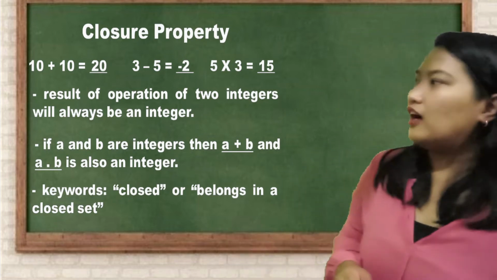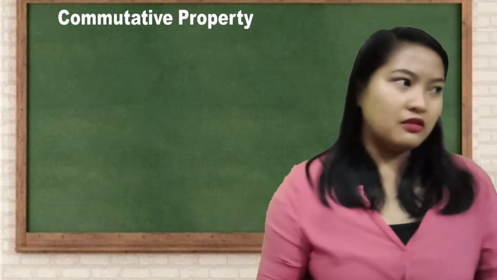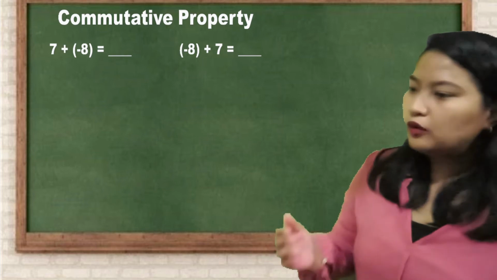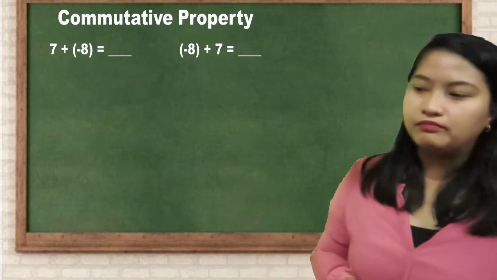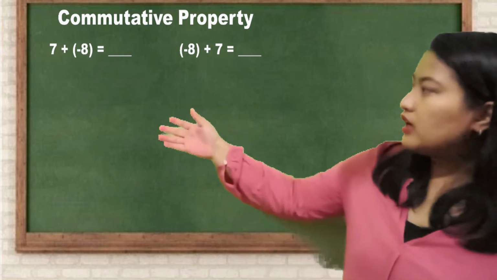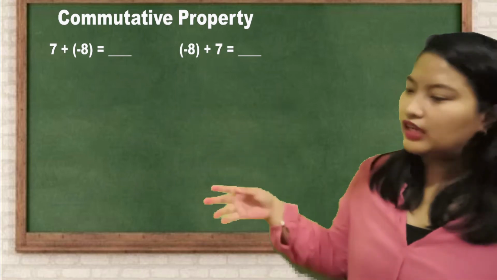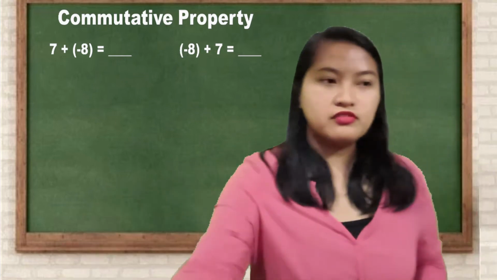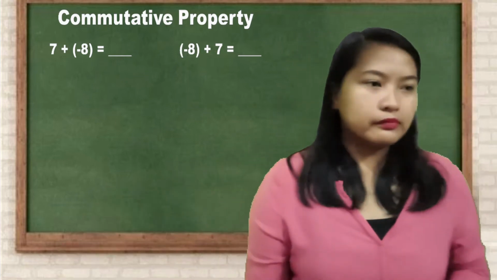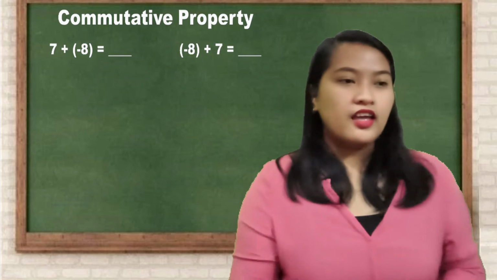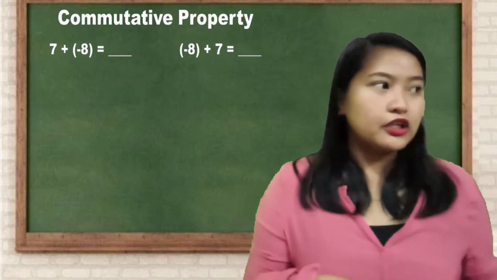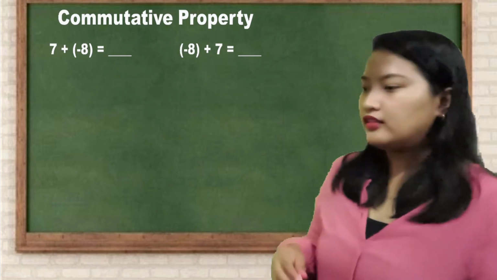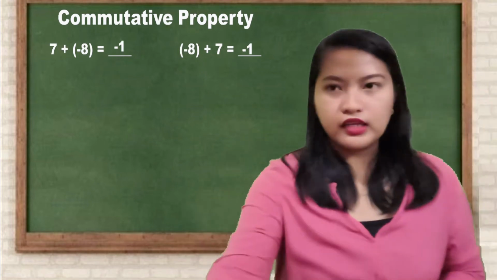Okay, so let's move on now with the commutative property. So this is the second property of our operation. So we have the commutative property. Okay, we have here 7 plus negative 8 and negative 8 plus 7. Okay, Fiona, what have you observed with the added numbers or integers? Yes, correct. It is inversed or interchanged in position. So what is the answer for this one? Very good. Negative 1.